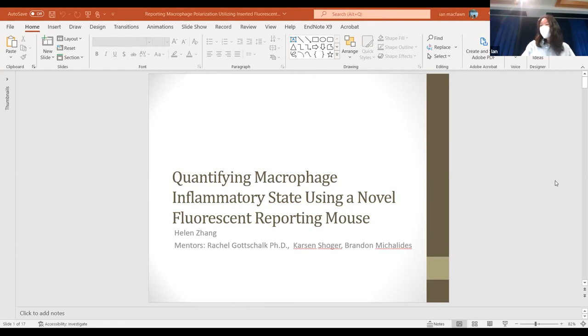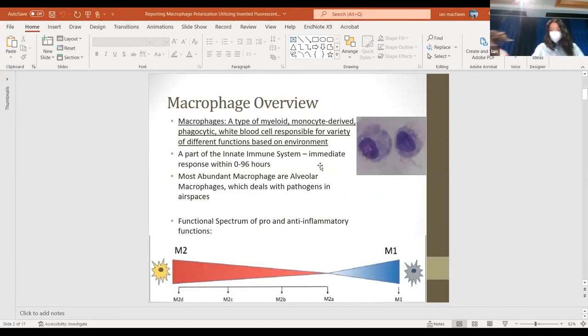So before we really get into the methods and materials, we have to understand what a macrophage is. I know this is going to be quite a bit of reiteration, but just bear with me. Just to put it simply, macrophages are a type of myeloid monocyte-derived phagocytic white blood cell responsible for a variety of different functions based on their environment.